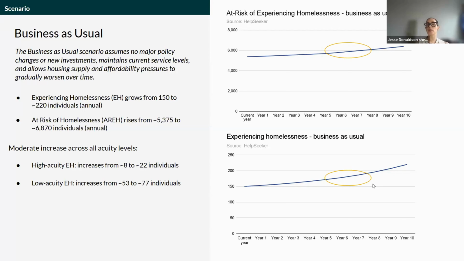Moderate increases in acuity levels. So within the model, it showed they would go from about 8 to 22 individuals experiencing high acuity, and in the lowest acuity category, 53 to 77. So again, I made this really conservative. You can make it more aggressive based on what your scenario is.